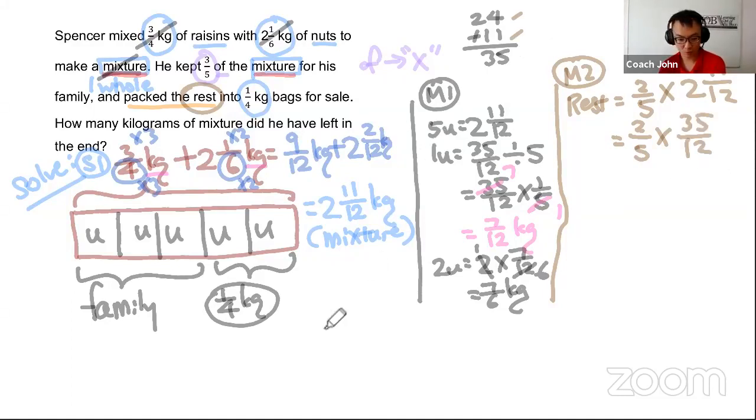So let me do cancellation. 2 divided by 2 is 1, 12 divided by 2 is 6, then 35 divided by 5 is 7, and 2 divided by 2 is 1. So we are still over 6 kg. Yeah. Okay, so let me just erase this away. If not, you'll be asking me why is there a worm here.